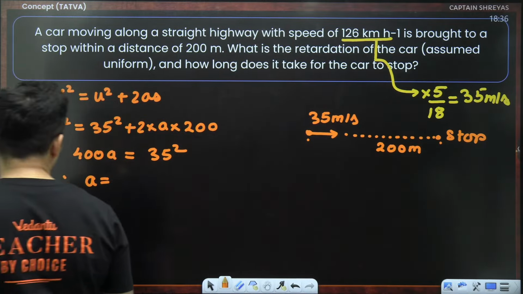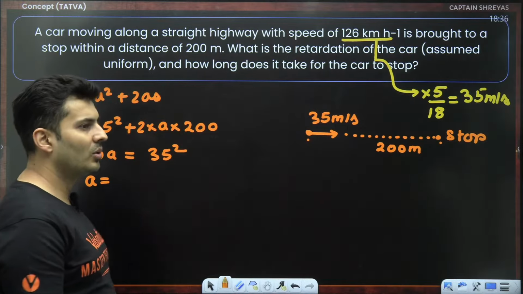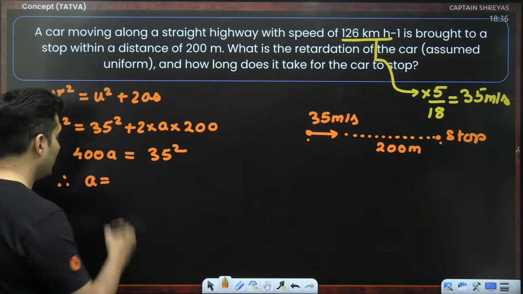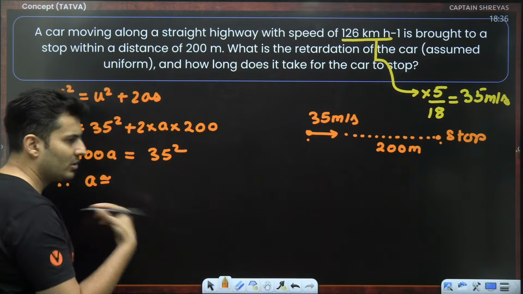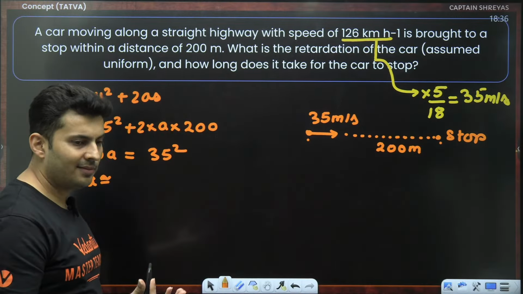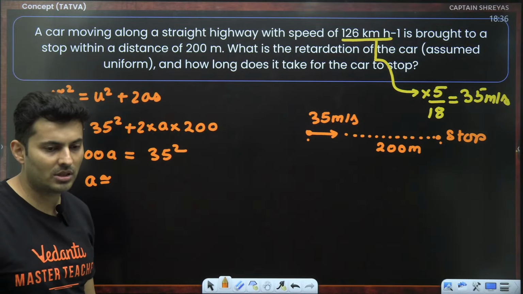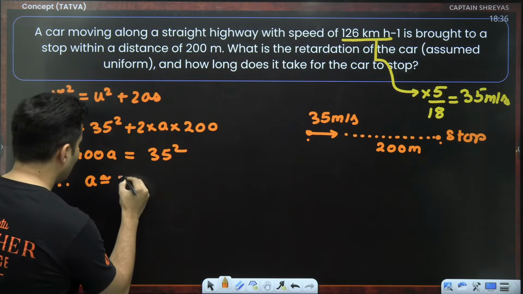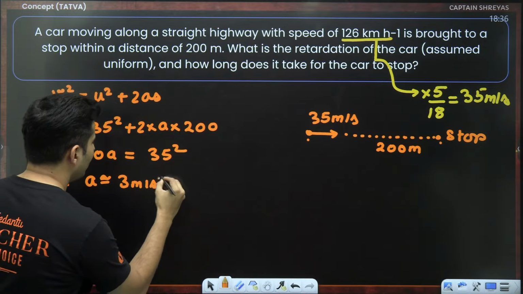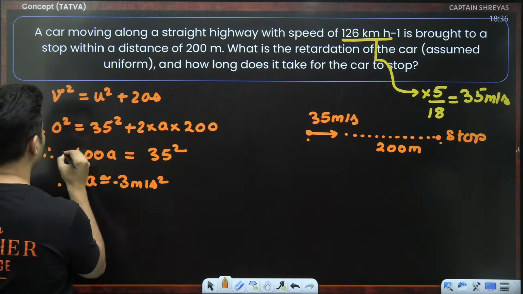So divided by 400. How much does it approximately come out to be? 1225. It will be almost like, because 1200 divided by 4 will be 300, so more two zeros, so 3. So very close to 3. Approximately 3 meters per second square. But with a negative sign.